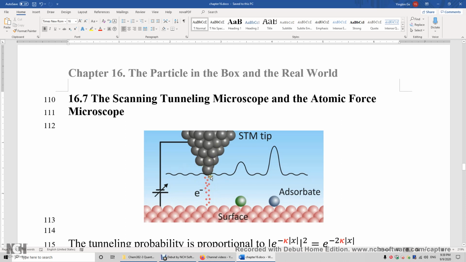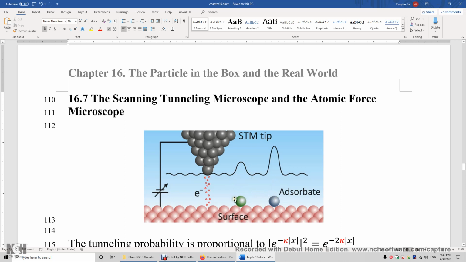Now if we scan the surface from left to right, over here we see fairly strong electric current, and over here fairly strong electric current. For two reasons. One, these two atoms are different from the pink atoms. And two, the distance between the blue atom and the tip is shorter than the distance between the pink atoms and the tip. So this electric current is stronger when the distance is smaller.